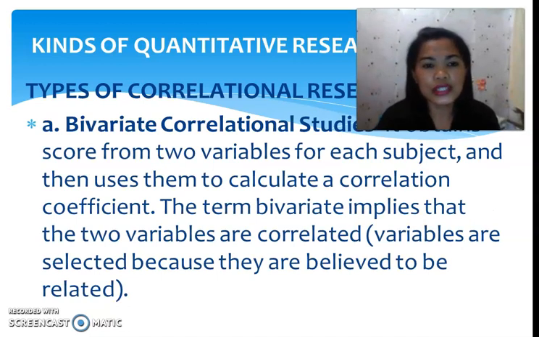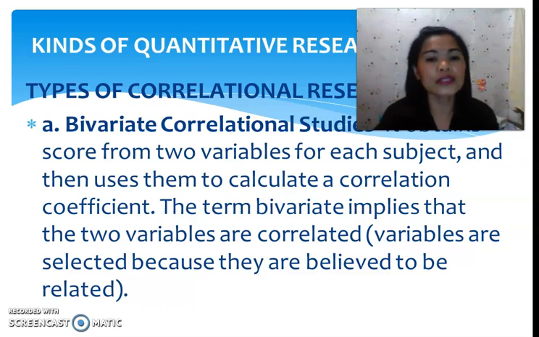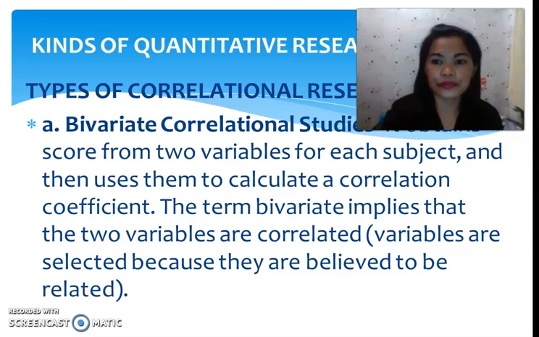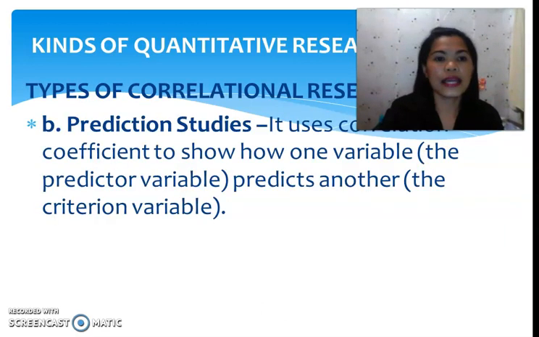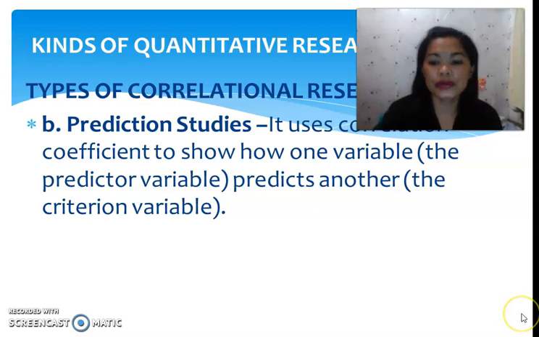Then under correlational, there are different types also. First one is bivariate correlational studies. So bi, the prefix bi means two. That means it obtains from two variables, and the term bivariate implies the two variables are correlated. Next, prediction studies. It uses correlation coefficient to show how one variable, the predictor variable, predicts another criterion variable.